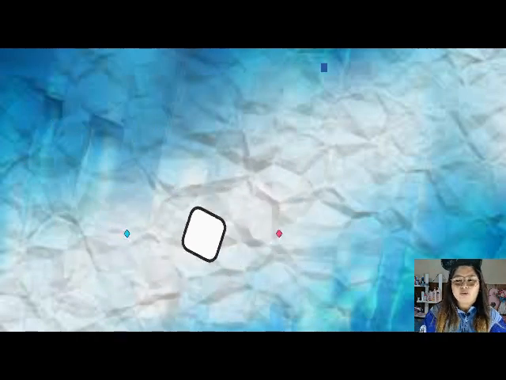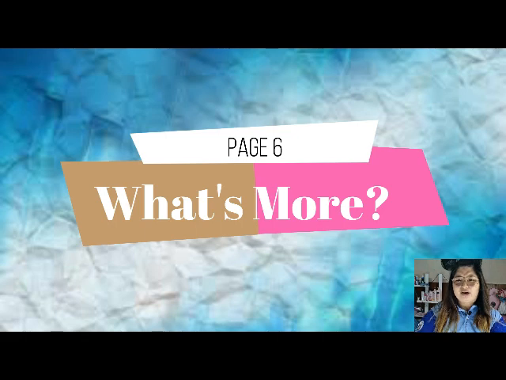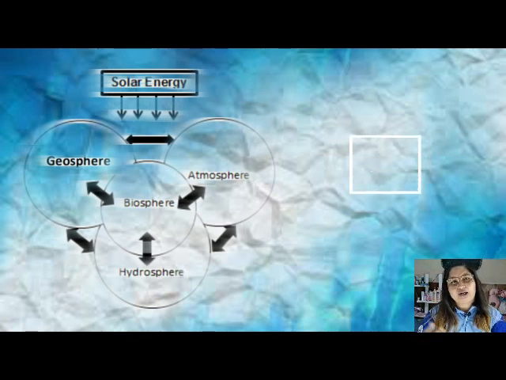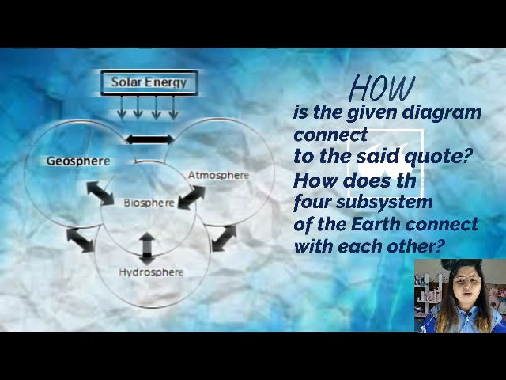Okay? So, in your module on page 6, What's More, sabi niya dito, you have a diagram below. How is the given diagram related to the said quote? Sabi natin, when you tug something, it's connected with the other. So, how is this diagram related to the said quote? How do the four subsystems of the Earth connect with each other?